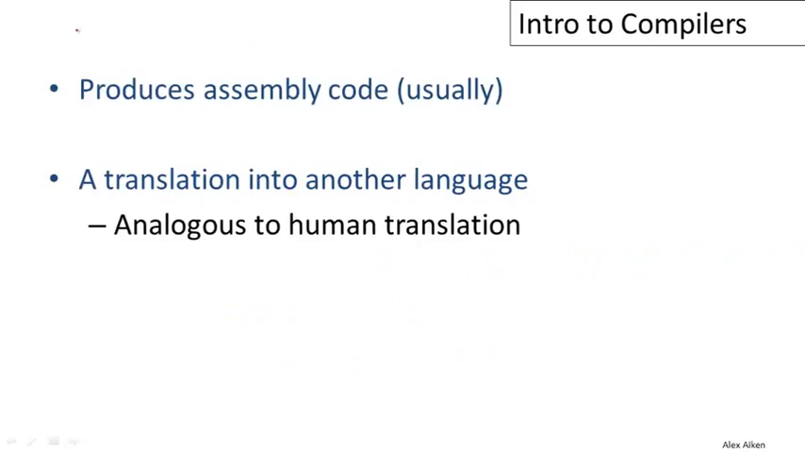Finally, the last compiler phase is code generation, often referred to as CodeGen. And CodeGen can produce assembly code. That's the most common thing that a compiler would produce. But in general, it's a translation into some other language. And this is entirely analogous to human translation. So just as a human translator might translate English into French, a compiler will translate a high-level program into assembly code.